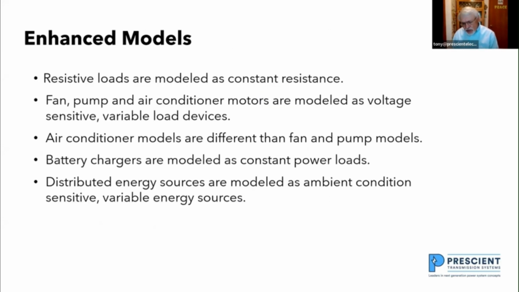In the enhanced models, resistance loads are still going to be resistance loads. The fan, pump, and air conditioner models are going to change with voltage. We're thinking that there's going to be two models, one at 100% voltage and one we would use at 70% voltage. The air conditioners are going to be modeled differently than the fans and the pumps. The battery chargers are going to be modeled as constant power loads. And distributed energy sources have to be modeled based on the ambient conditions. And you've got to remember that they're sensitive variable energy sources.